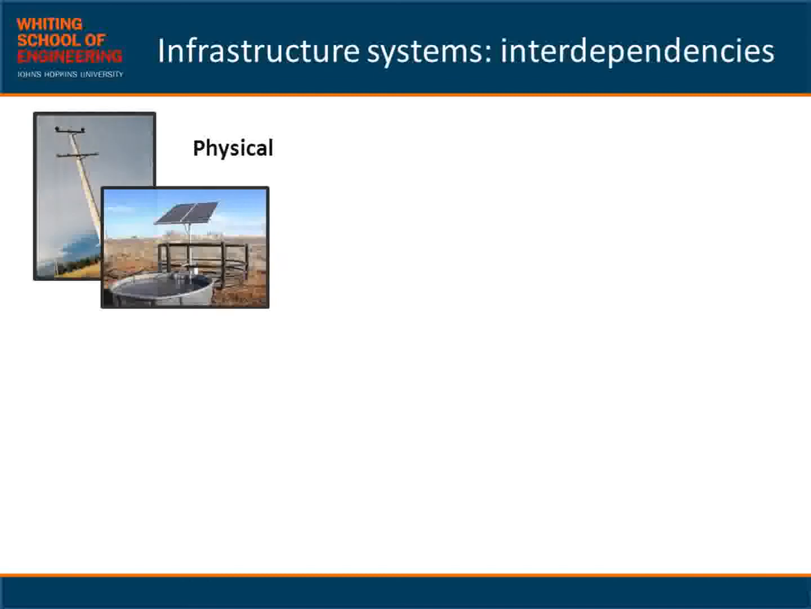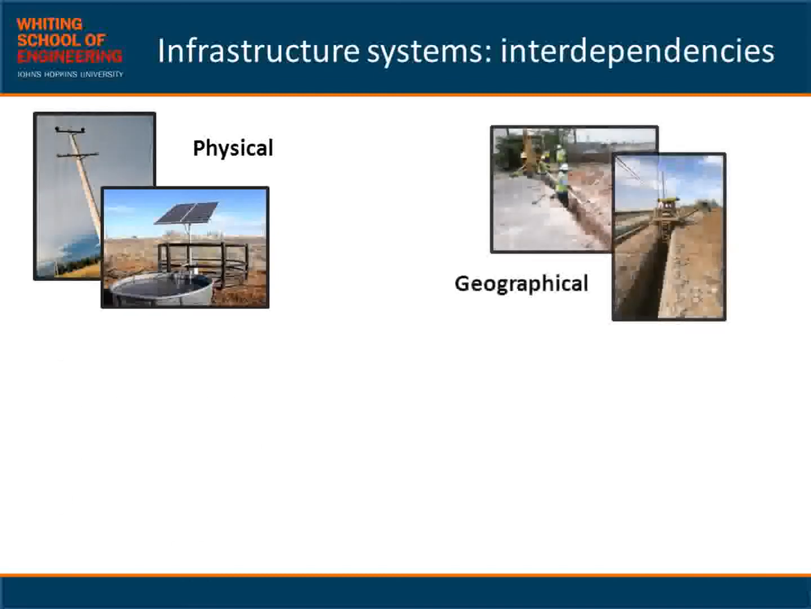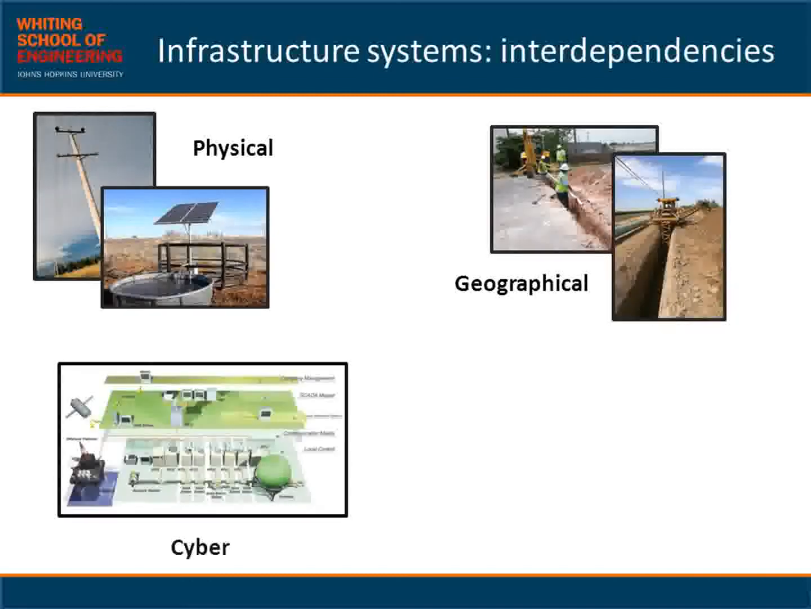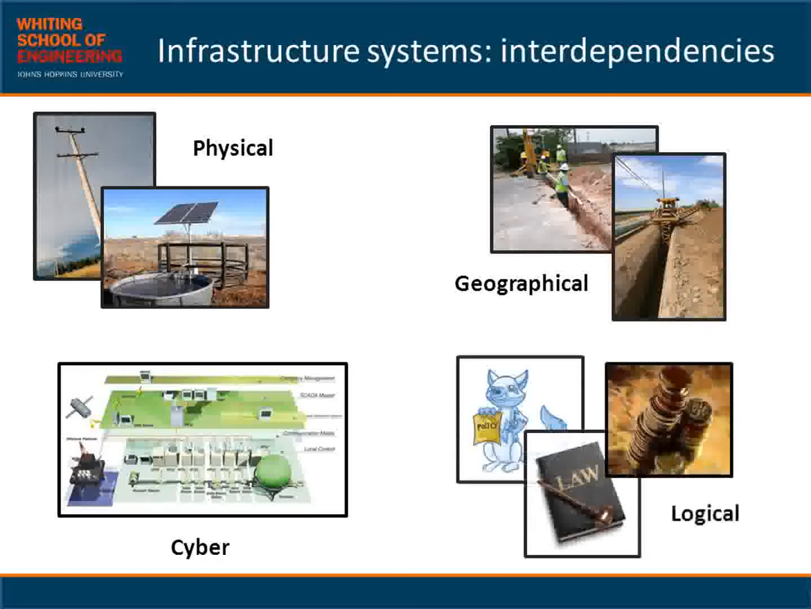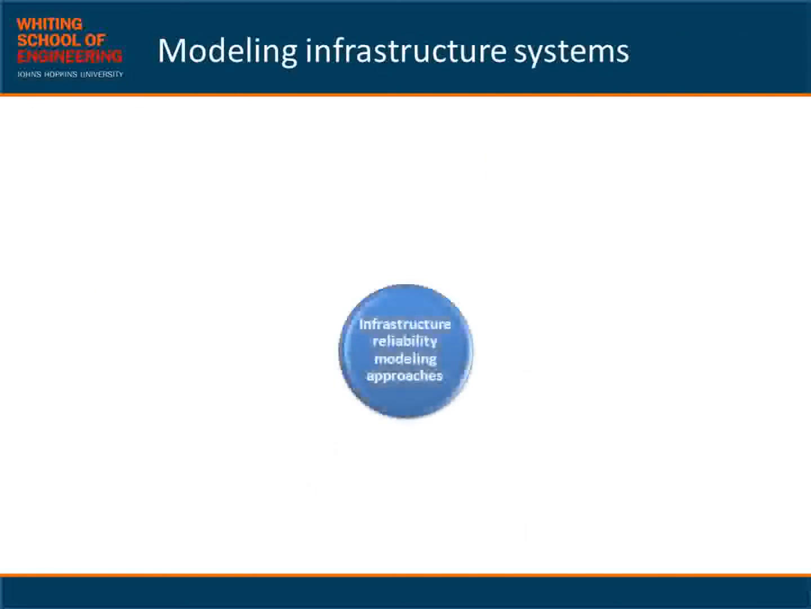Many infrastructure systems are interdependent. That is, the functionality of one system is related to the functionality of another. In 2004, Rinaldi described 4 types of interdependencies: physical, geographical, cyber, and logical. Infrastructure systems are complex, contain dependencies and interdependencies, and often span a large geographical scale. These factors make it difficult to model the reliability of such systems.